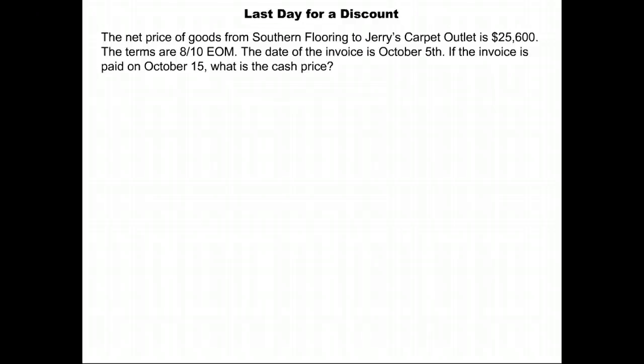Okay, the net price of goods from Southern Flooring to Jerry's Carpet Outlet is $25,600. The terms are 8/10 EOM. The date on the invoice is October 5th. If the invoice is paid on the 15th, what is the cash price going to be? Okay, so first of all, we need to see, did they pay in time to actually get a discount? Because they do get an 8% discount if they pay within 10 days of the end of the month for the invoice. Okay, so the invoice was on October 5th, which means for end of month, they would have until November 10th to pay this.